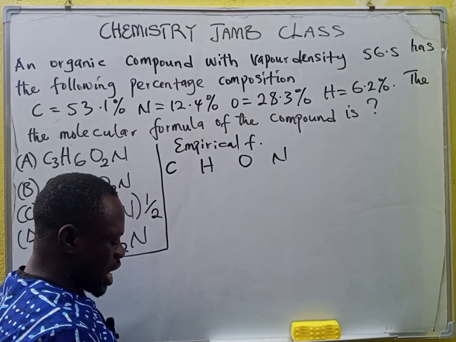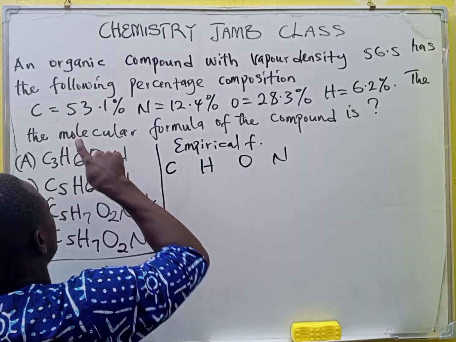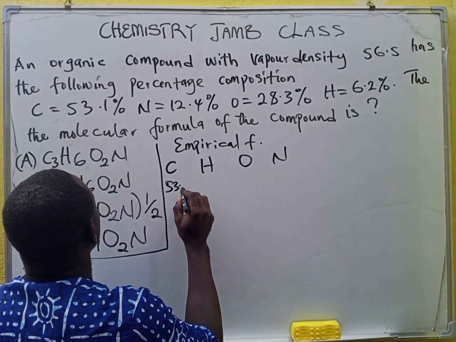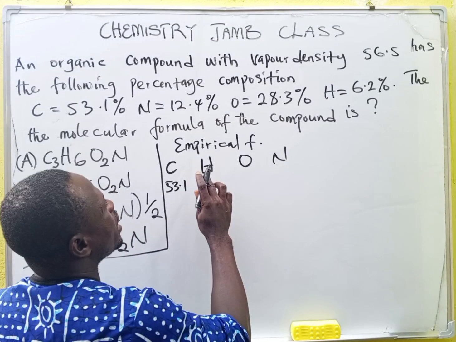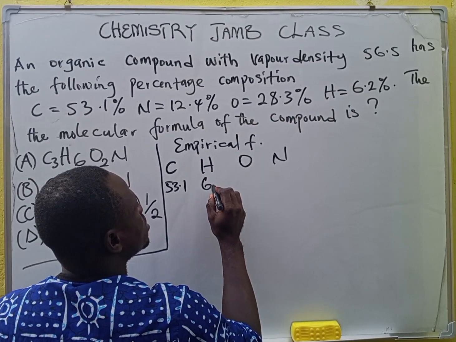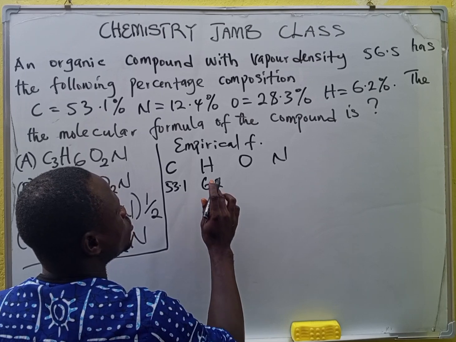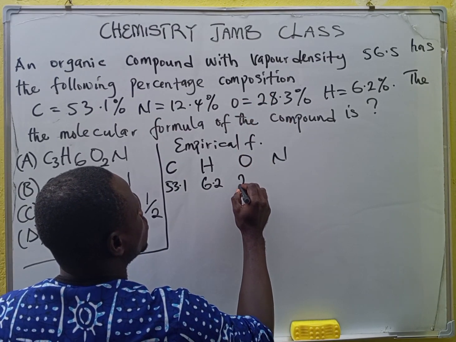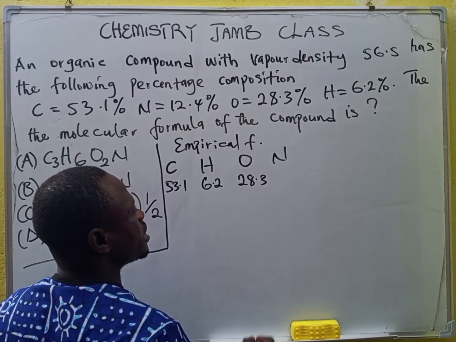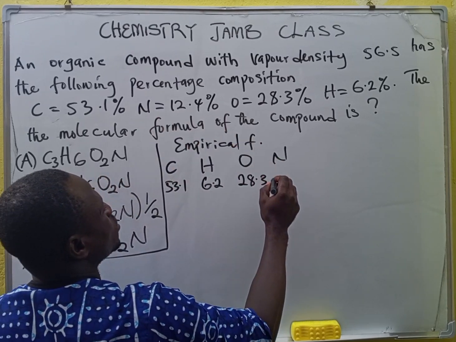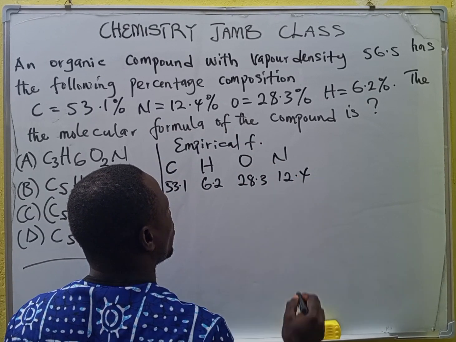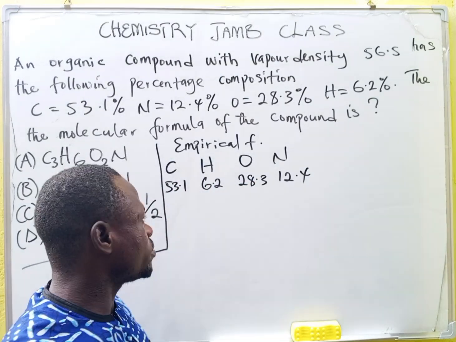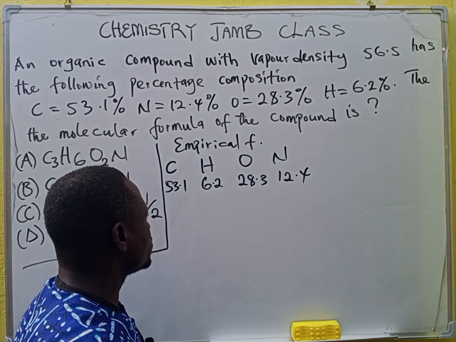Now, what is the percentage of carbon? 53.1%. Hydrogen, what is the percentage? 6.2%. Oxygen, what is the percentage? 28.3%. And nitrogen, what is the percentage? 12.4%. These are the various percentages of the elements given.